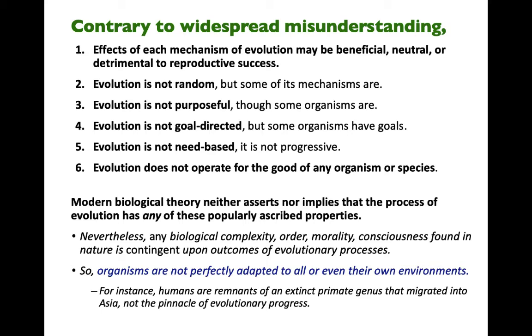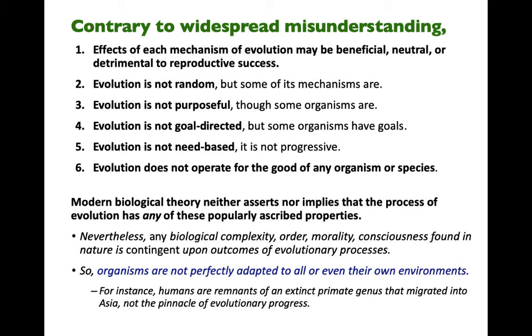Evolution is not need-based. It's not progressive. It doesn't move towards perfection. It only retains those forms of traits in organisms that enable them to survive and reproduce. And as soon as the environment changes, climate change for instance, climate becomes too warm or too cold, that's going to have a profound effect on organisms that depend on a particular temperature regime. And finally, evolution does not operate for the good of any organism or species.